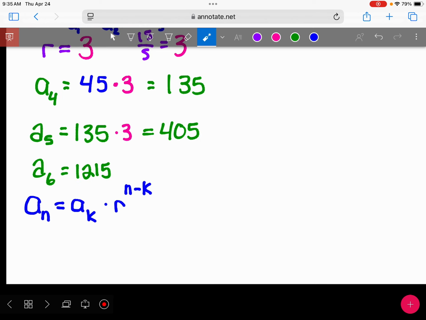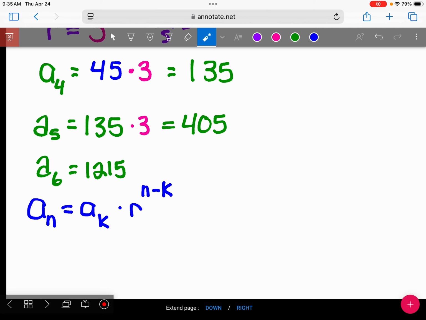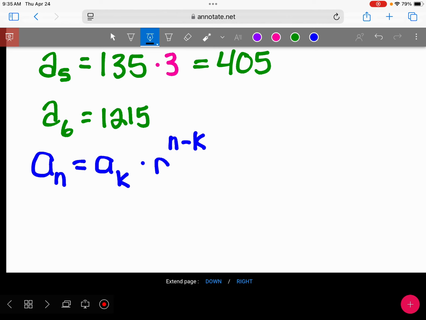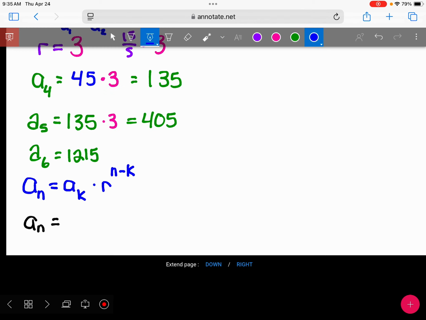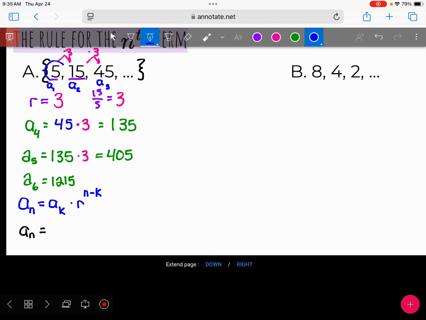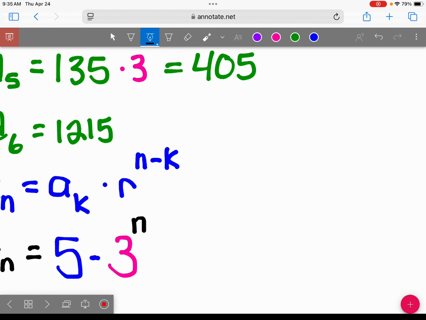Just pick one. I was going to say the first tends to be the smallest number usually, and so it winds up being not awful. We can get our a sub n if we take our a sub 1. Our a sub 1 is this guy up here, our 5, times that common ratio of 3, to the n, the piece we don't know, minus 1, because we used our a sub 1, so our k is 1.